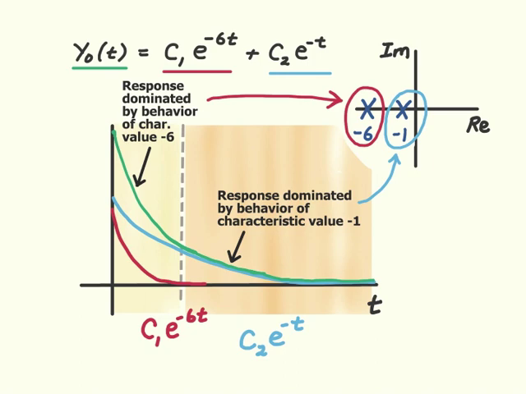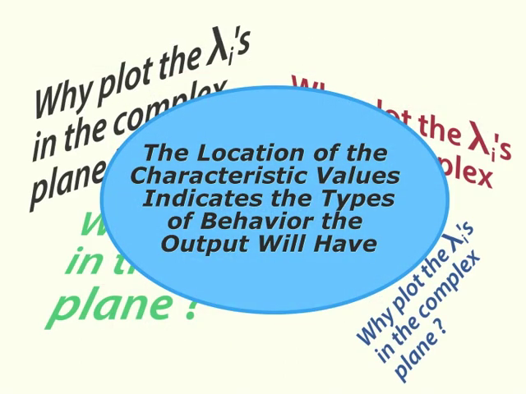You can see that the locations of the characteristic values in the complex plane tell us a great deal about the response of the system to initial conditions. It tells us a great deal about the behavior that the output will have. This is the reason why we'll commonly plot the characteristic values in the complex plane, because it graphically gives us a great deal of insight into what we expect the system to do.